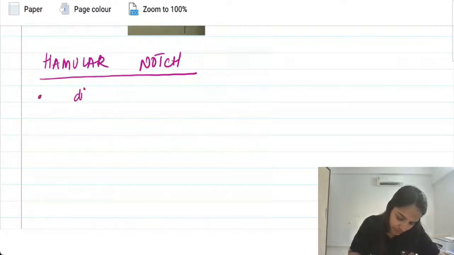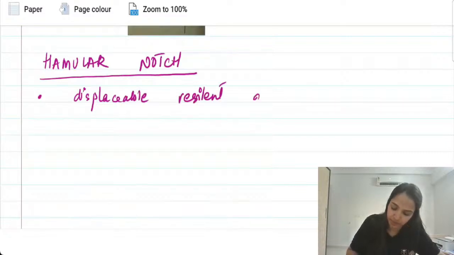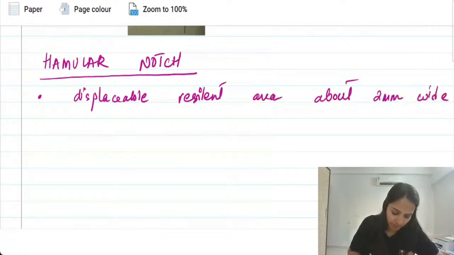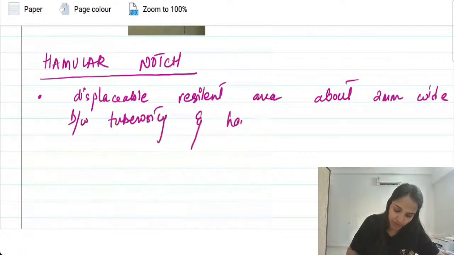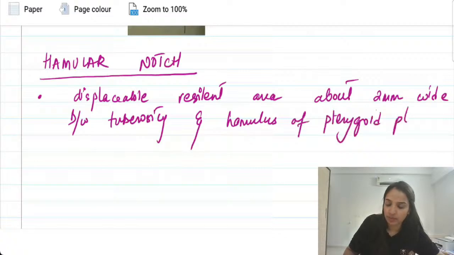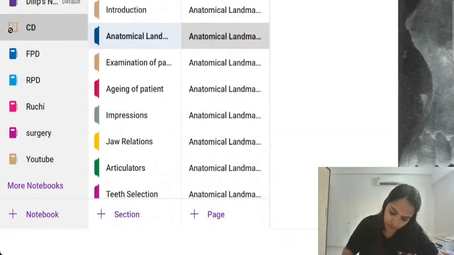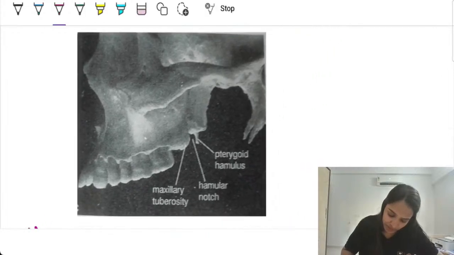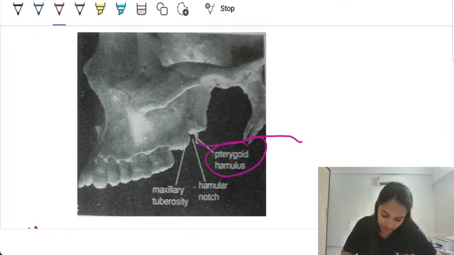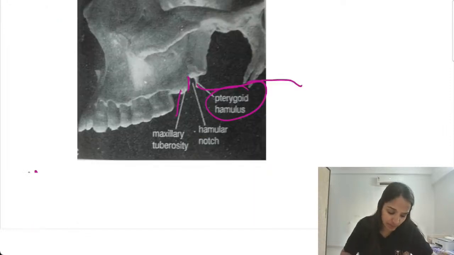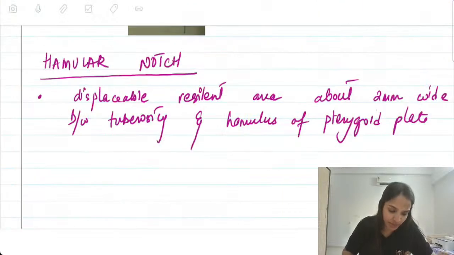It is a displaceable, resilient area about 2 millimeters wide between the tuberosity and the hamulus of the pterygoid plate. Now, let me just show you what the hamulus is. This is the pterygoid hamulus of the pterygoid plate, and this is our maxillary tuberosity. So the area you see in between, with the soft tissue over it, is your pterygomaxillary notch.